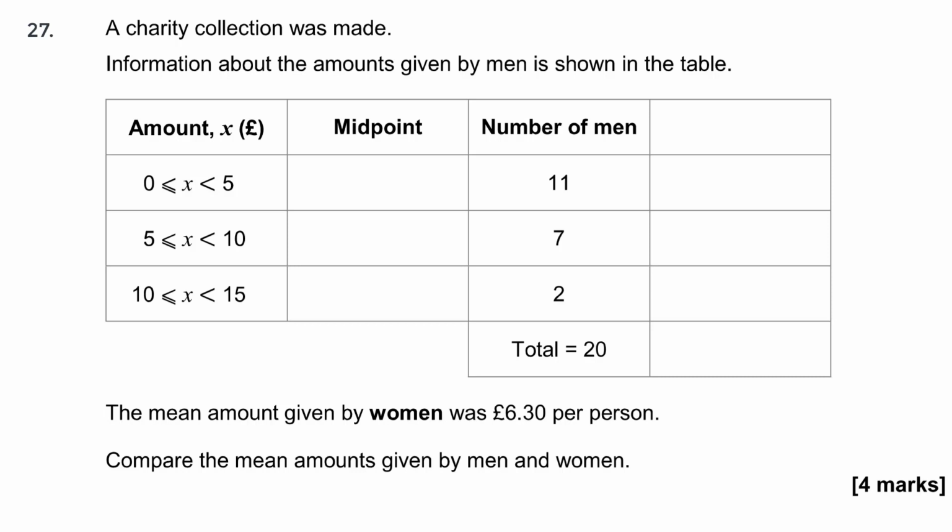What we can do though is estimate it using the midpoints of each of the ranges we've been given and use that as an estimate. So 0 to 5. To find the midpoint, you add the two together and divide by 2. So 0 plus 5 is 5, divided by 2 is 2.5. 5 plus 10 is 15, divided by 2 is 7.5, and 10 plus 15 is 25, divided by 2 is 12.5. Okay, so they're my midpoints.